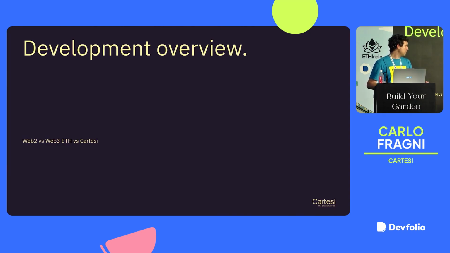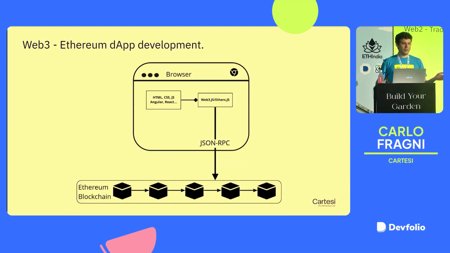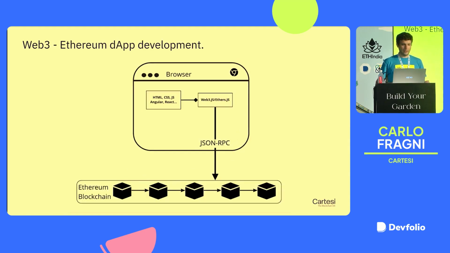So how's the development of this? You guys are used to Web 2. Web 2 is really simple. You have a browser, you use some framework like, I don't know, Angular or React or whatever you want, the tools, HTML, CSS, JavaScript as base technologies, and you do these nice interfaces, and then you interact with a backend, right? Generally using HTTP or HTTPS, and then you have a service. This service might use a database, might use someone else's API, this kind of stuff, right? Really simple.